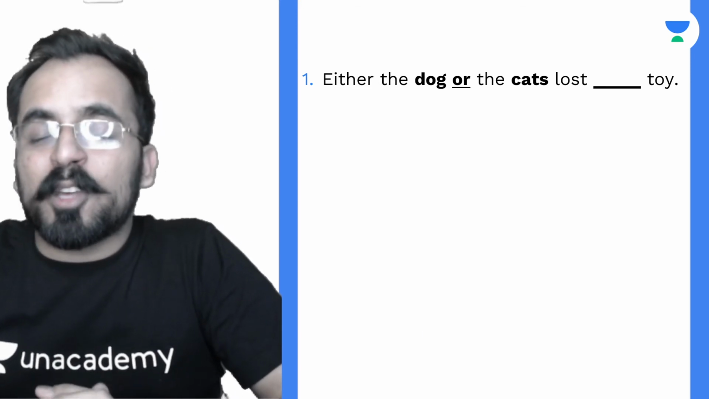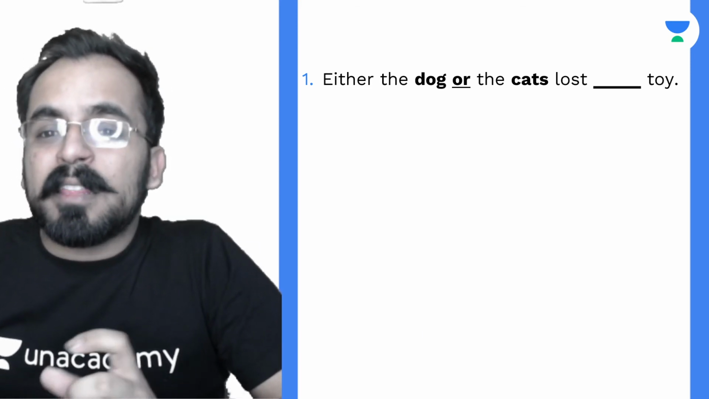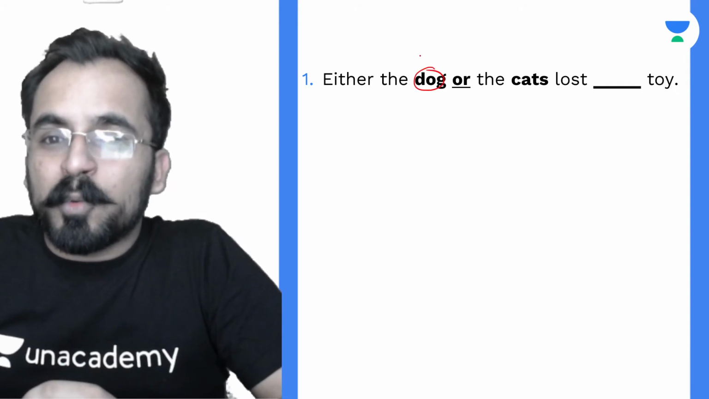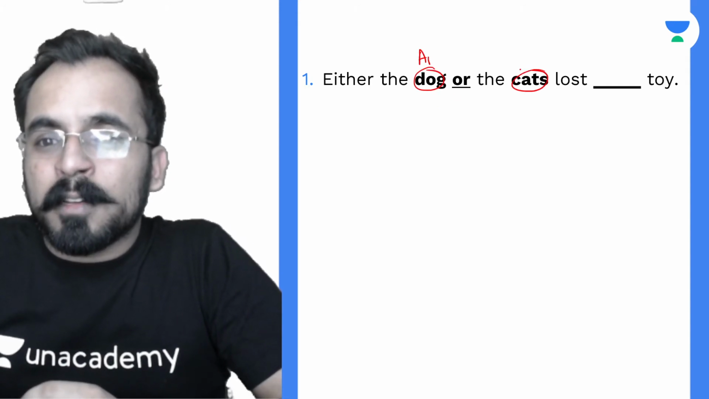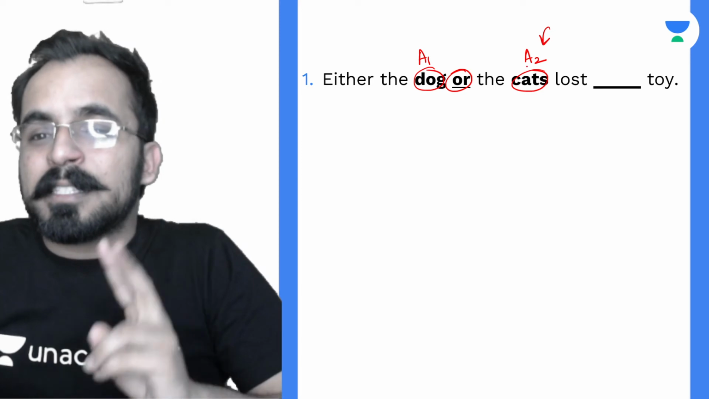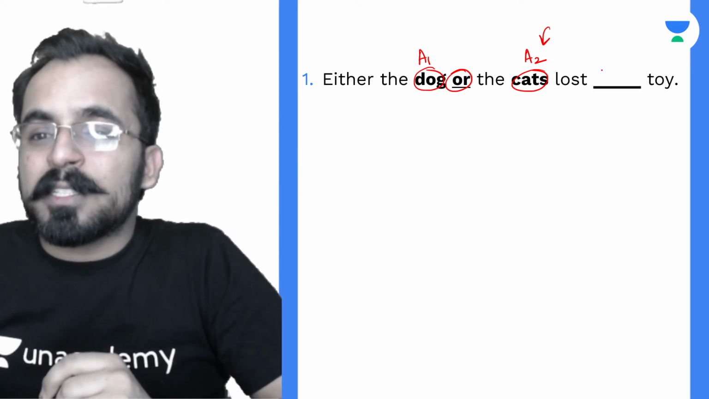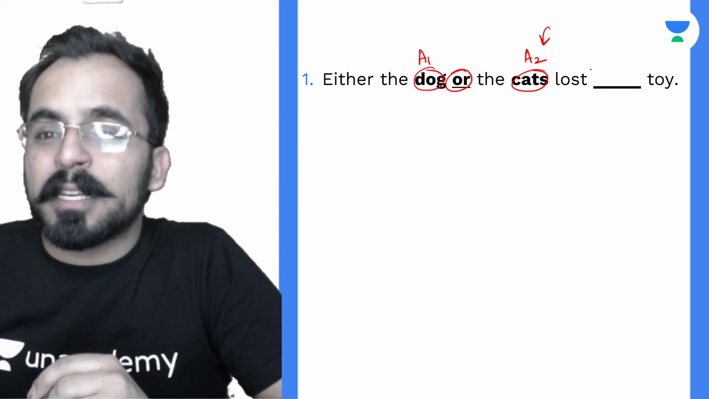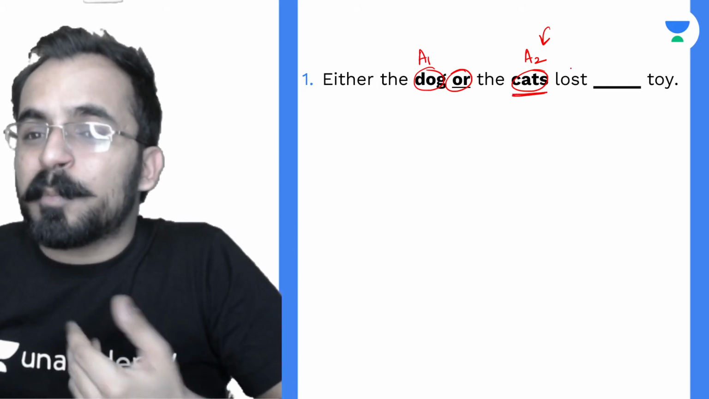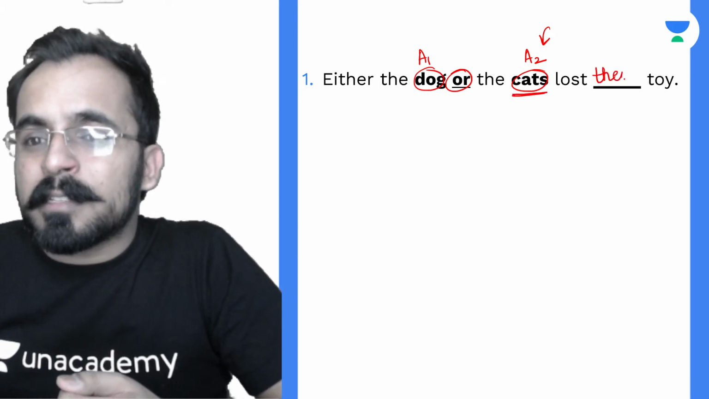Let's start and solve these questions. Either the dog or the cats lost dash toy. Two antecedents, dog and cats, joined together by "or," and my pronoun has to agree with the second antecedent, the one which is nearest to it. This antecedent is plural. So I will write "their toy."